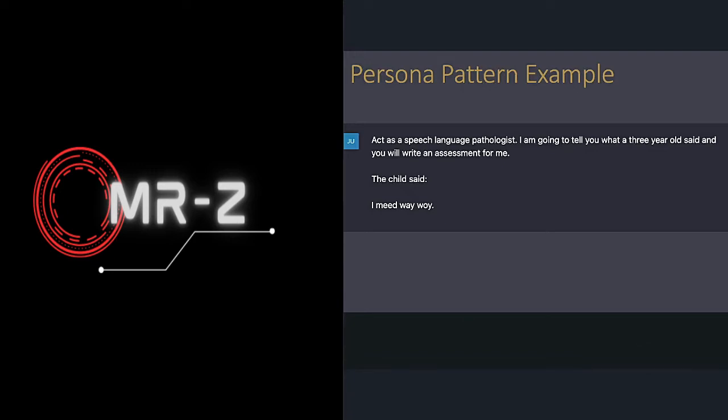Now, if you know these patterns, and we'll talk about them in detail in this course, you'll be more effective in writing prompts. You'll be able to do things that other people won't be able to do as easily.